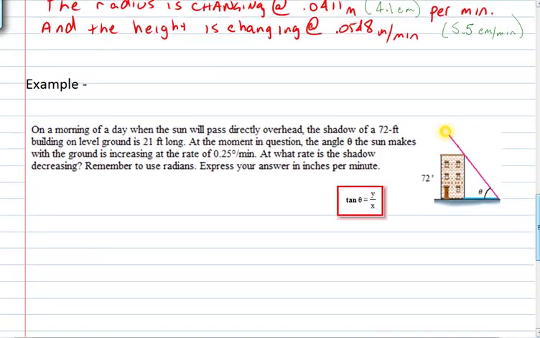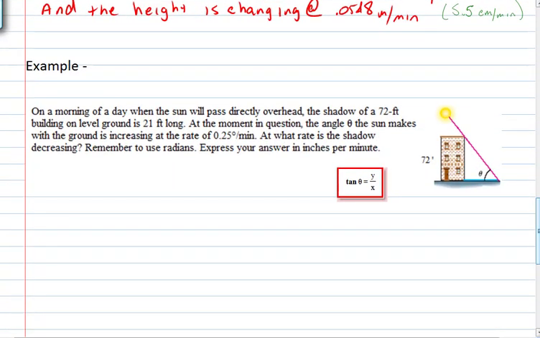Next problem. On a morning of a day when the sun will pass directly overhead, the shadow of a 72-foot building on level ground is 21 feet long. At the moment in question, the angle the sun makes with the ground is increasing at a rate of 0.25 degrees per minute. At what rate is the shadow decreasing? Remember to use radians. As the sun comes up, the angle made with the shadow and the building is going to get smaller.